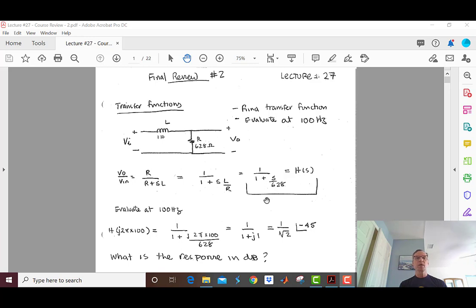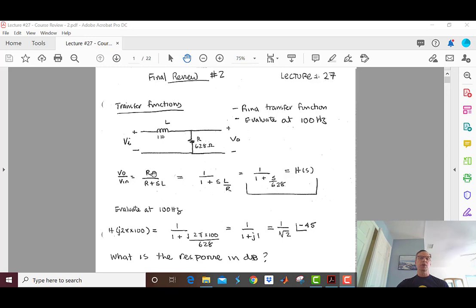Okay, so let's start our review, and we'll start off with transfer functions. We'll do a simple circuit here with an L and an R. We want to find the transfer function, and then we want to evaluate that transfer function at 100 Hertz. So let's look at the transfer function. We'll just use the voltage divider theorem to get that.